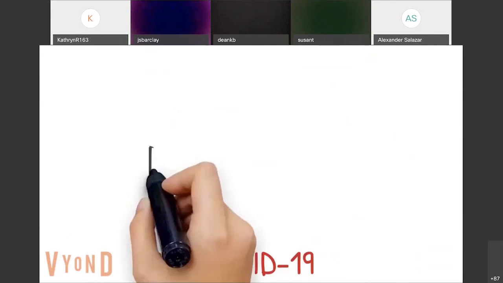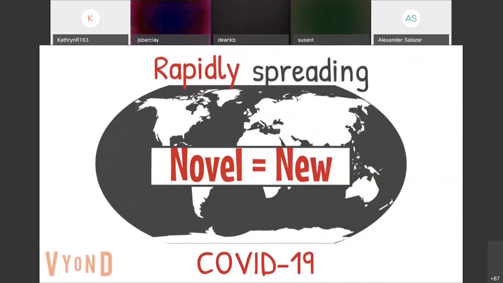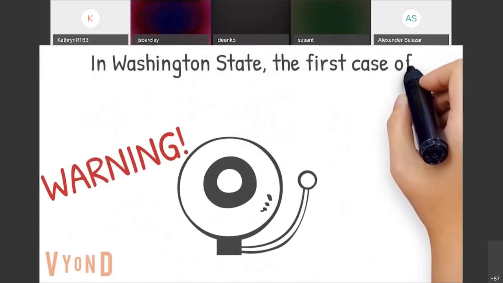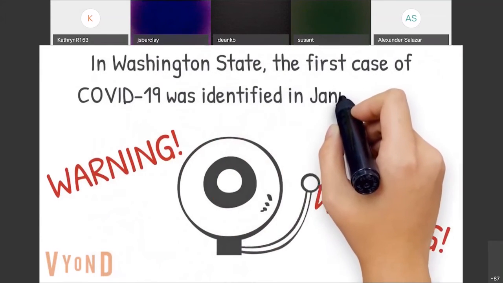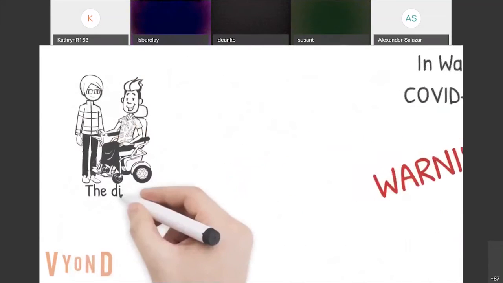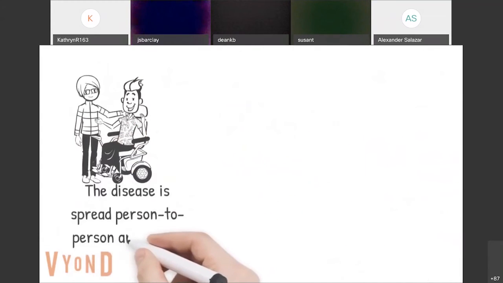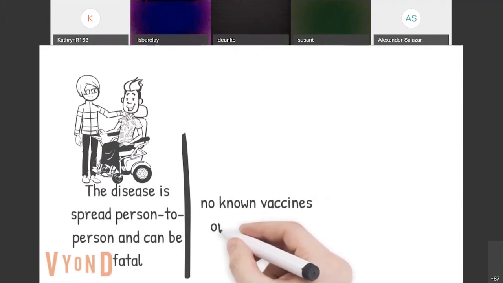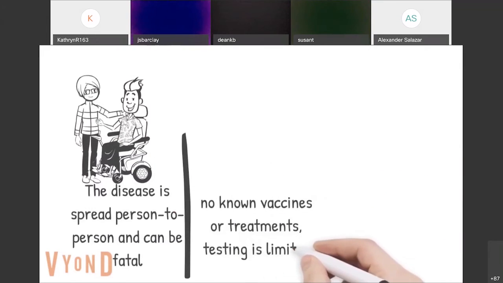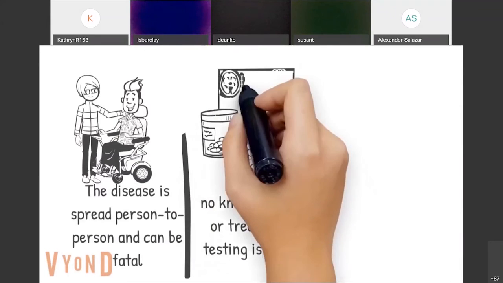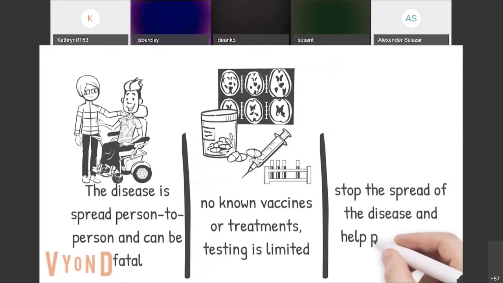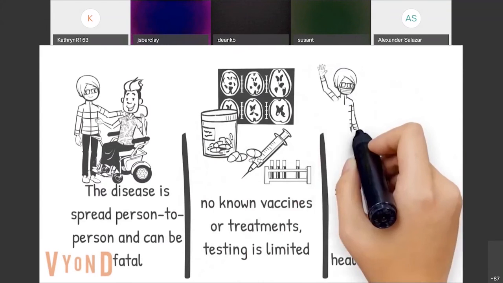COVID-19 is a novel disease that is rapidly spreading across the globe. In Washington state, the first case of COVID-19 was identified in January of 2020. The disease is spread person to person and can be fatal. There are no known vaccines or treatments, and testing is limited. As a public health leader, the objective is to stop the spread of the disease and help protect the health of the public.